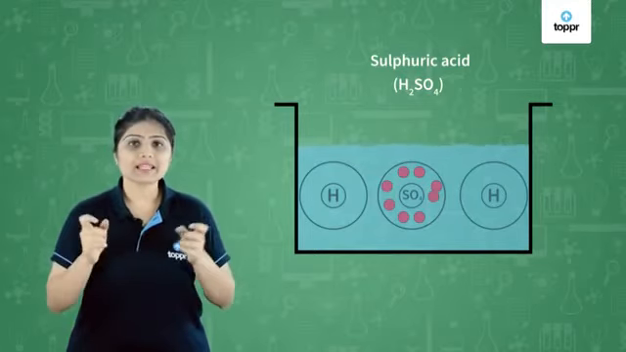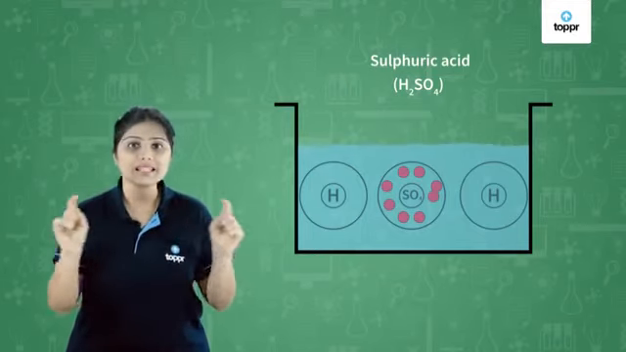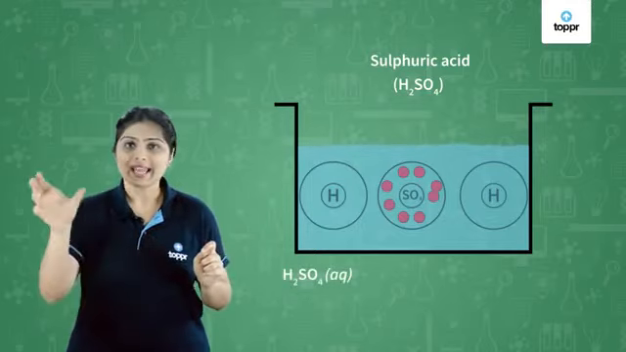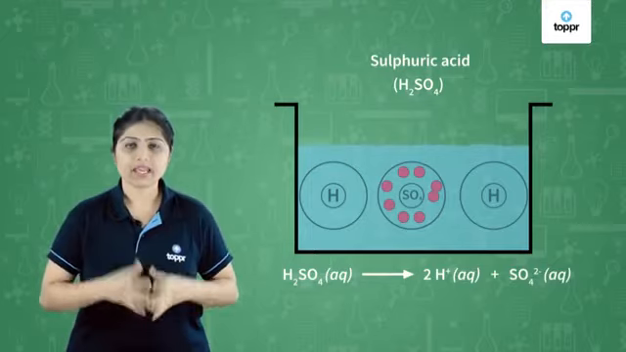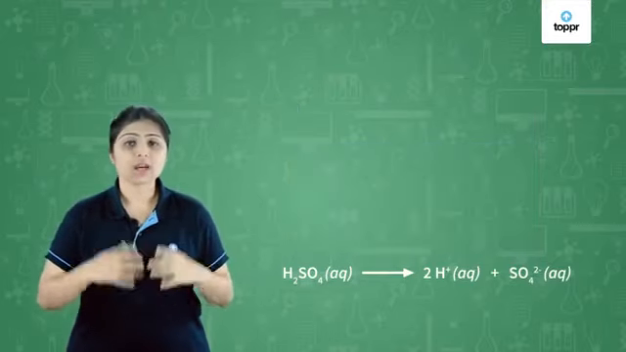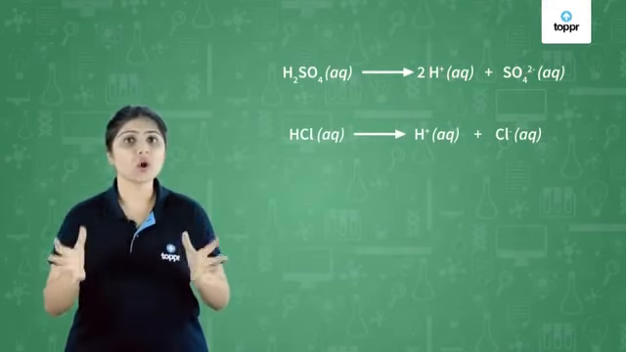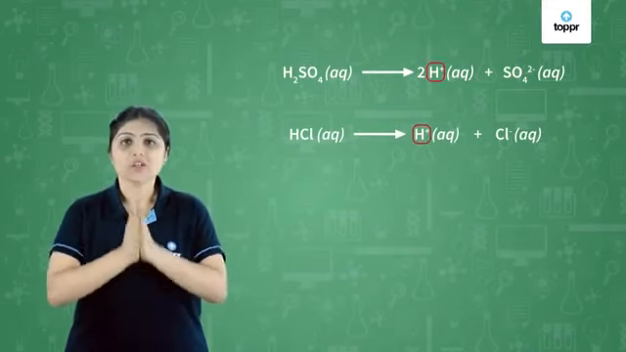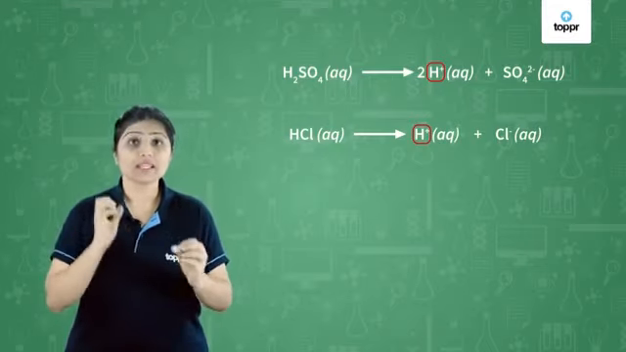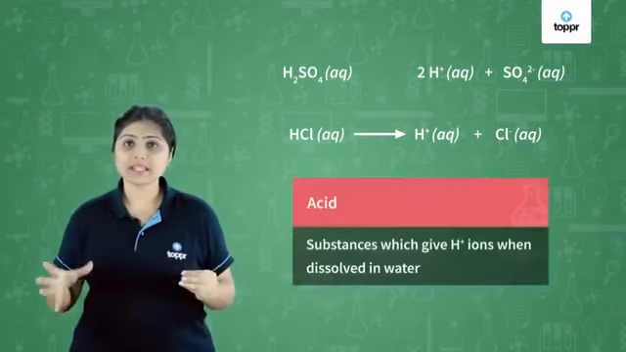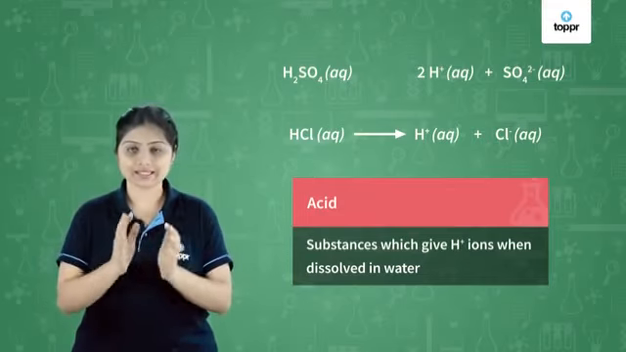So, when it splits, it gives H+ and SO4 2-, and when we balance the equation, it becomes H2SO4 gives 2H+ and SO4 2-. Now, this is called dissociation. Now, check both the equations. You will find that in both the acids, one ion is common, and that is hydrogen ion. So, remember that acids always give hydrogen ions in water. So, we can define acids as substances which give H+ ions when dissolved in water are called acids.